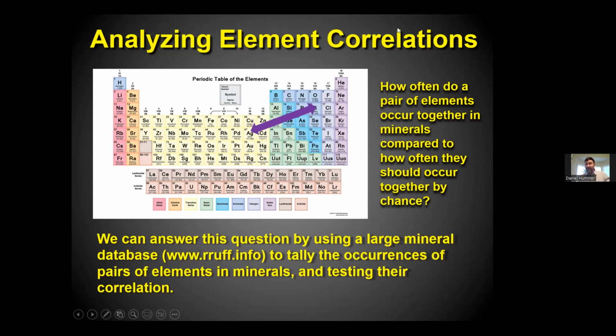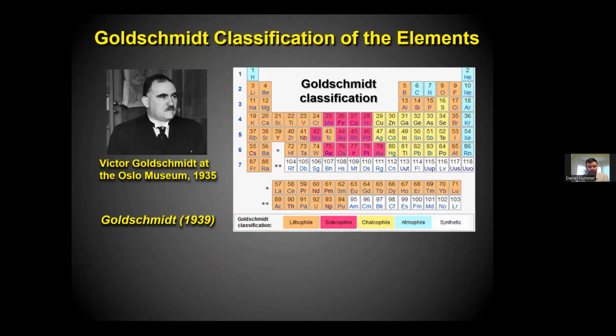And of course, in our data sets, we have all of the data that we need to answer these questions. We just look at these databases of mineral species, such as the one that we have at the RRUFF project, and we can tally up all of those species and find out, well, how many of them do have silver and sulfur occurring together? How many of them have silver occurring separately? How many have sulfur occurring separately? And so we can compare that and do a statistical analysis.